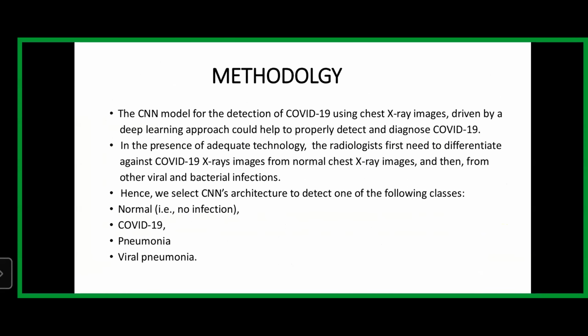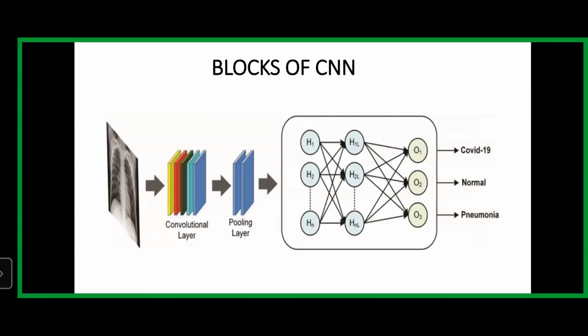And the methodology is CNN for the detection of X-ray images. The patient image is sent, the internal process hides the details, and delivers the proper output of the result analysis. So these are the 4 classes: normal, COVID-19, pneumonia, and viral pneumonia. The blocks of CNN start with the patient images uploaded, then a convolution layer and a pooling layer. These are the hidden layers, and the proper output result is delivered for the patient, whether they are COVID-19 affected or not, or normal or pneumonia.